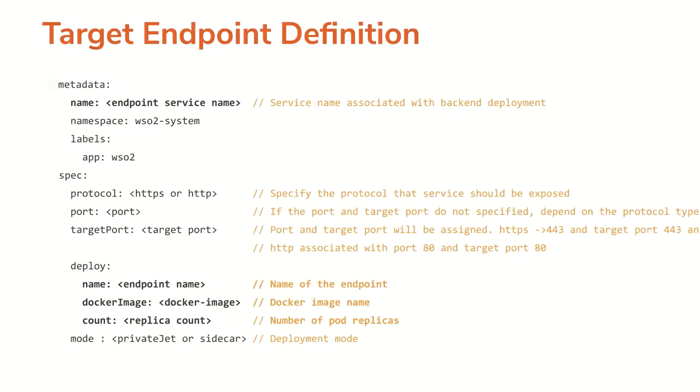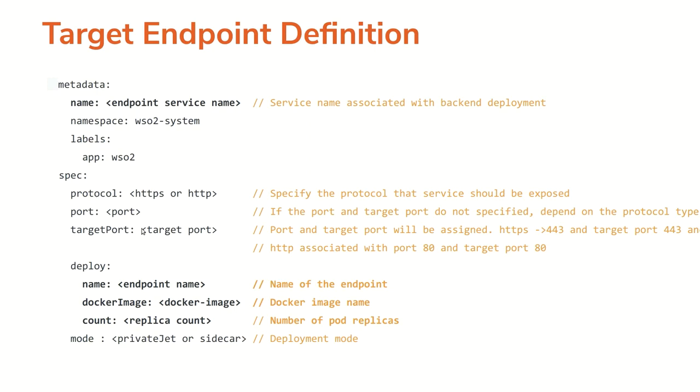Now take a look at the target endpoint definition. As mentioned in the previous image, you can see a Kubernetes service getting created which fronts your backend service pods. The name of this service is taken from the name tag under the metadata section. You can specify any name for the service. Under the spec, you can specify the protocol with which this service needs to be exposed, with the port and the target port numbers.